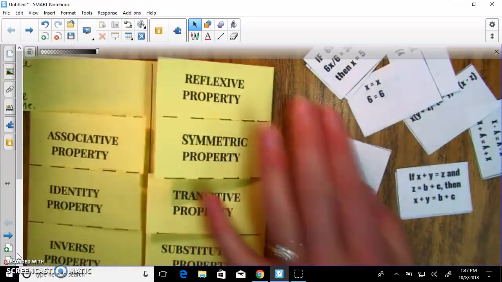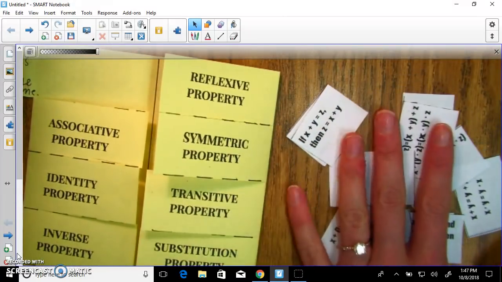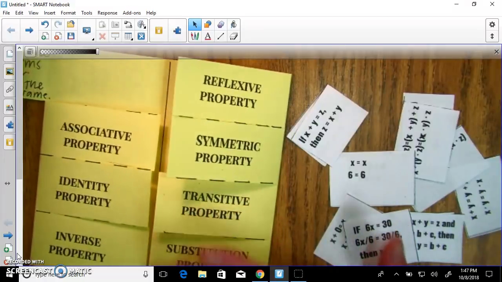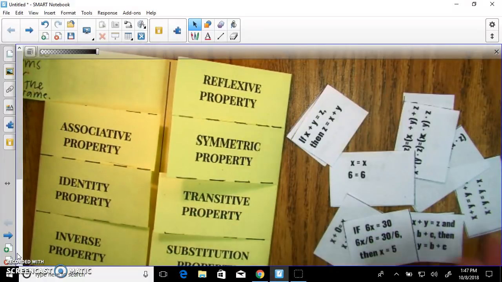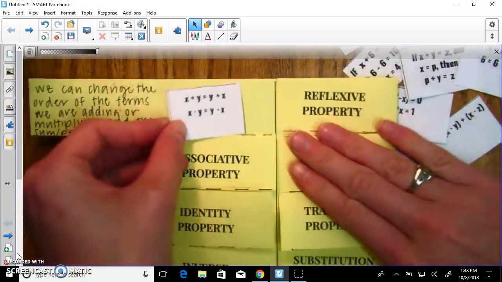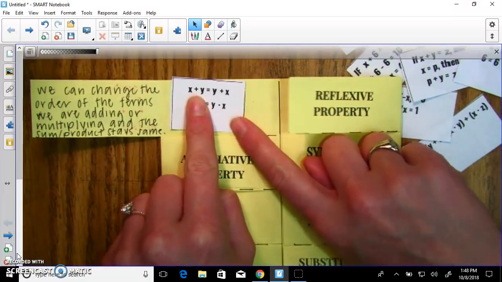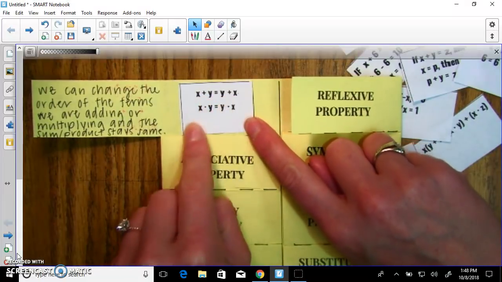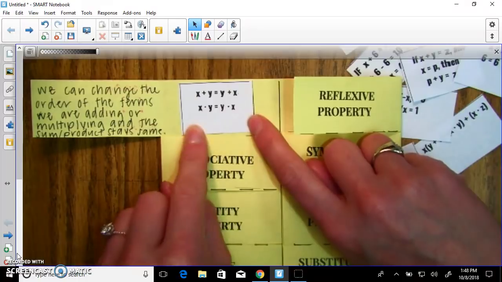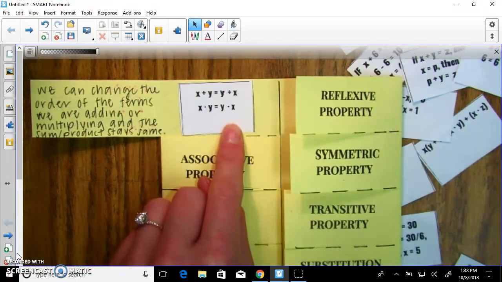So now what we're going to do is look through all of these examples and see which one of these actually represents the commutative property, which is showing the fact that we can change the order of what we're adding or multiplying and it stays the same. All right, so hopefully you found that this represents the commutative property. We're changing the order: x plus y is the same as y plus x, or x times y is the same as y times x. So we can go ahead and glue that into our foldable.